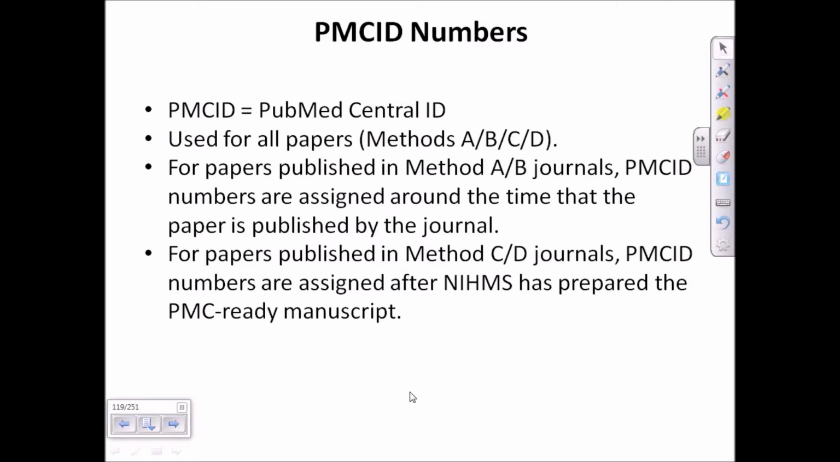For papers published in method C or D journals, the PMCID numbers are assigned later. They're assigned after NIHMS has prepared the PMC-Ready manuscript. So let's say it gets published in January, you submit the paper to NIHMS in January, and then about 2 or 3 months later, they send you the notice and you approve the paper. Then that's when it'll get the PMCID number. And then, before the 12-month period is over, it'll be available on PubMed Central.